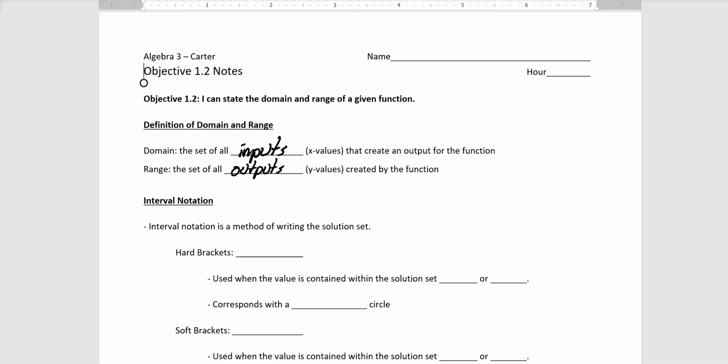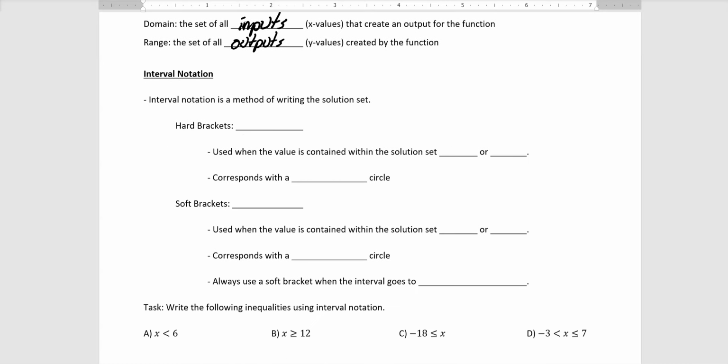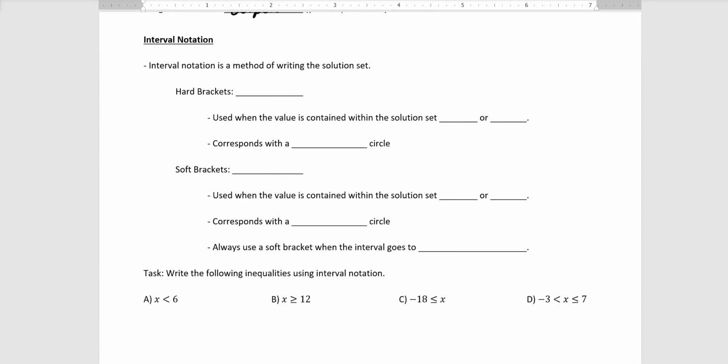Now before we really get into domain and range of functions, we need to review interval notation, because that's going to be how we write our domain and range. In using interval notation, we use hard or soft brackets. Hard brackets are the ones with the 90-degree angles. They look like this, and they're used when the value is contained within the solution set. That means it's either less than or equal to or greater than or equal to. If it's equal to, we're using that hard bracket. And graphically, that corresponds with a closed, filled-in circle. That tells us it's less than or equal to, greater than or equal to. It is on that point, which means we are going to use a hard bracket.